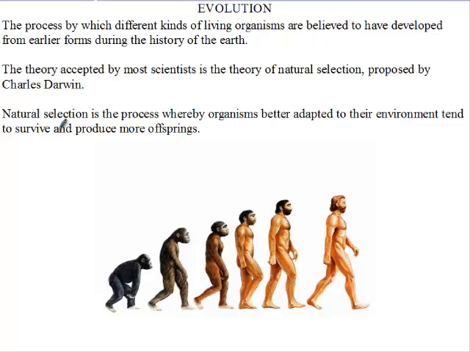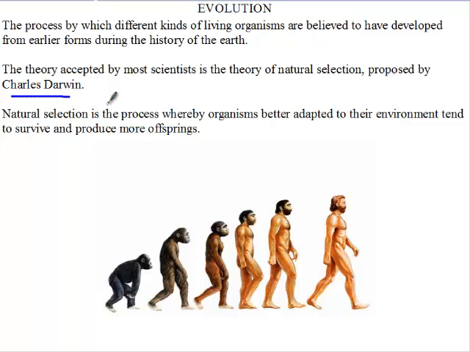Now, the theory accepted by most scientists is the theory of natural selection proposed by Charles Darwin. Charles Darwin was a scientist, and he proposed the theory of natural selection. Now, what is natural selection? It is a process whereby organisms better adapted to their environment tend to survive and produce more offspring.